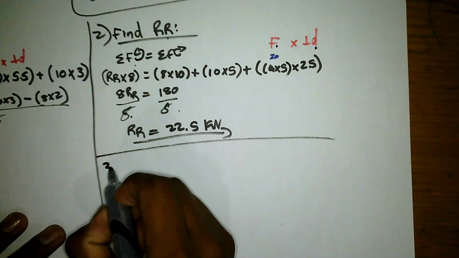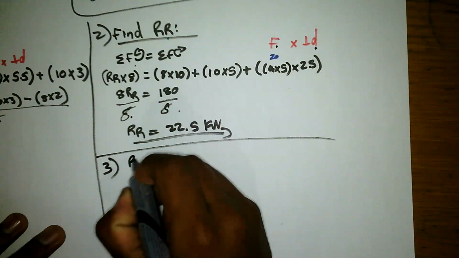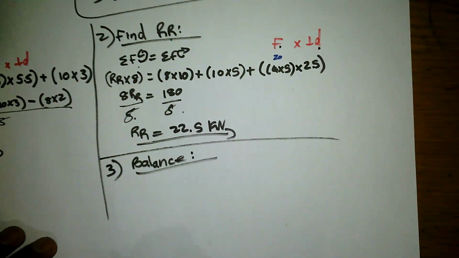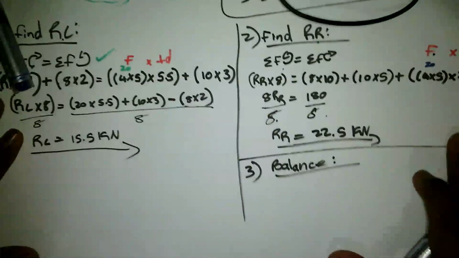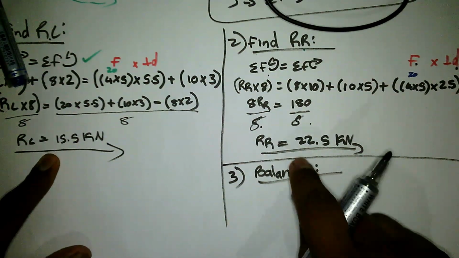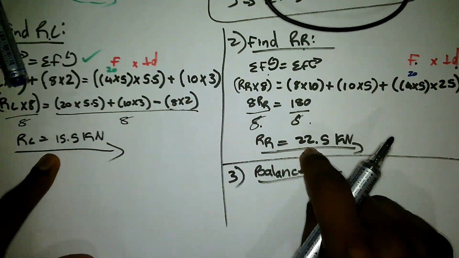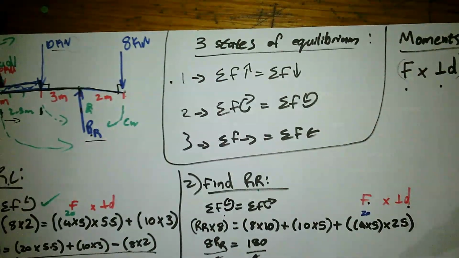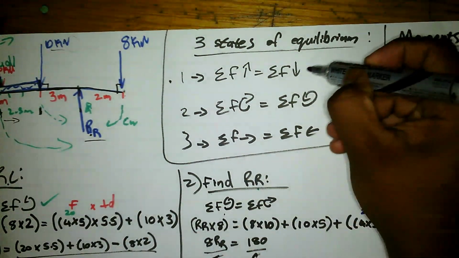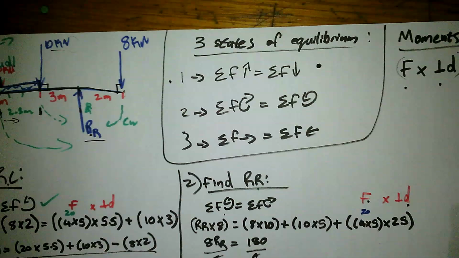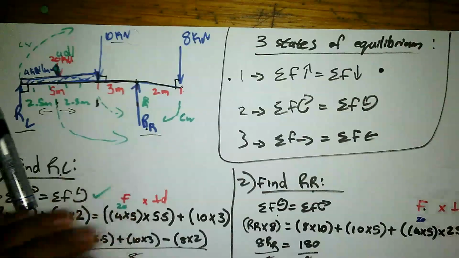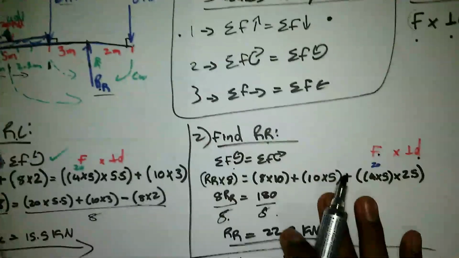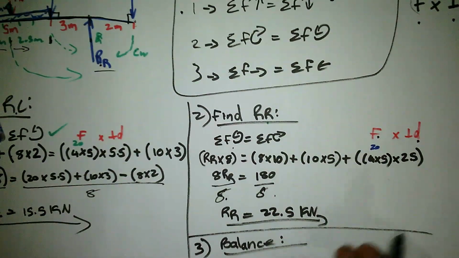Okay, so number 3. Now we balance our beam. Okay, so we know that our RL and our RR is calculated. It's right there. So now we will go to our state of equilibrium. Now we will select one, and we will select this one here. It's the only one that we can select given our forces on the beam now. Up and down vertical forces.